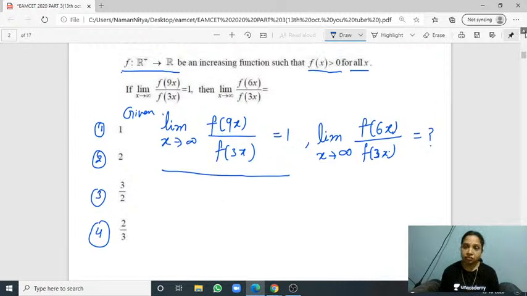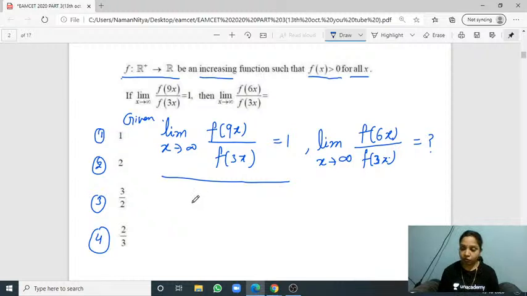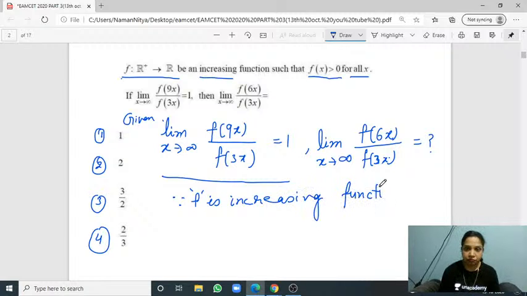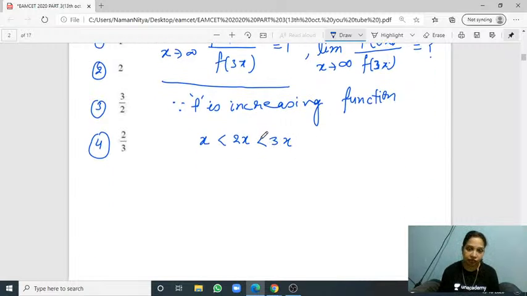Now here, as it is written in the question, f is an increasing function. So for an increasing function, what can we write? Since f is an increasing function, we can say, and here you can just check, we are taking the domain as R plus. R plus means only the positive real numbers we are taking. Okay, so f is an increasing function, so we can say x is definitely less than 2x, less than 3x. This I can write as f is an increasing function.